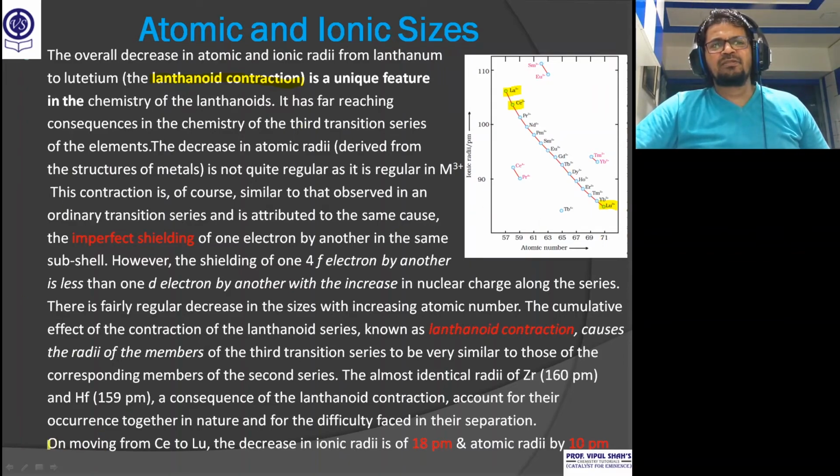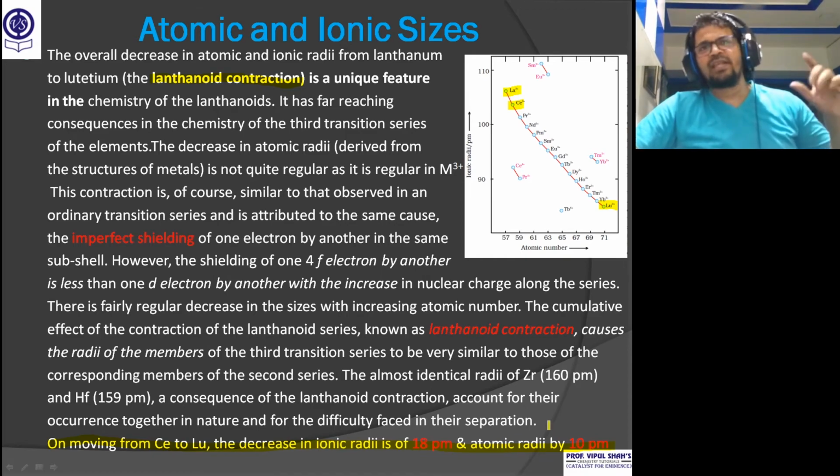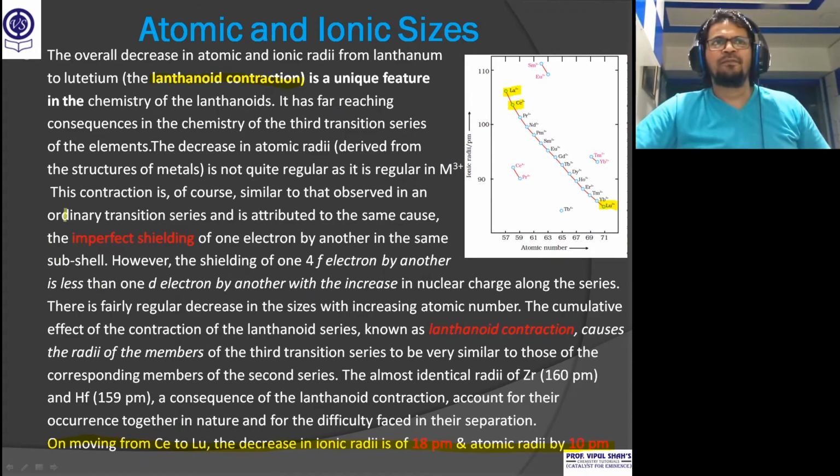And this is the last part on moving from Ce to Lu. The decrease in ionic radii is 18 and in atomic radii is 10 picometers. So the decrease is very, very small over there. Okay, that's one.